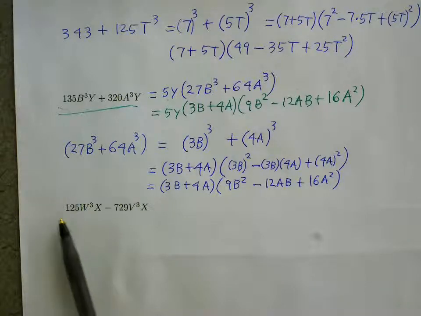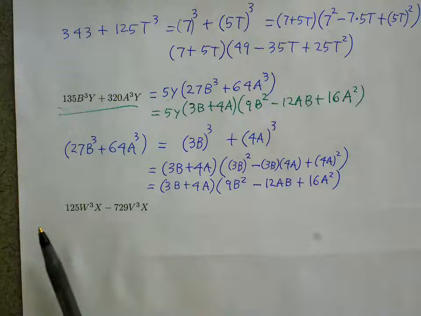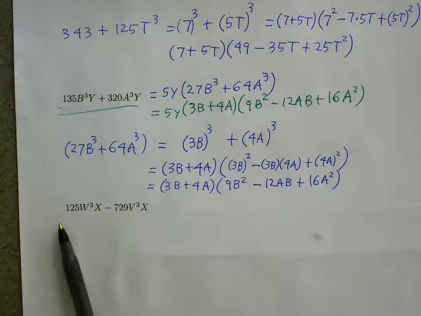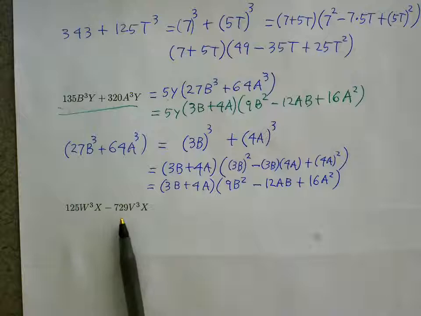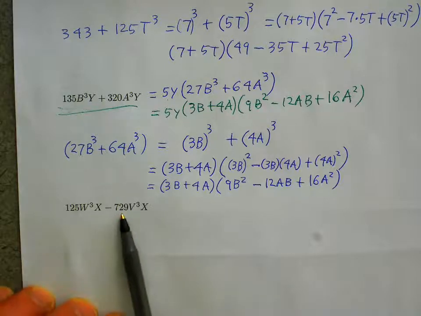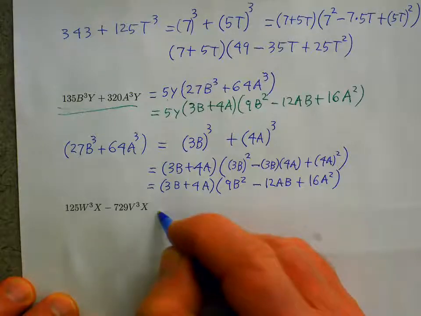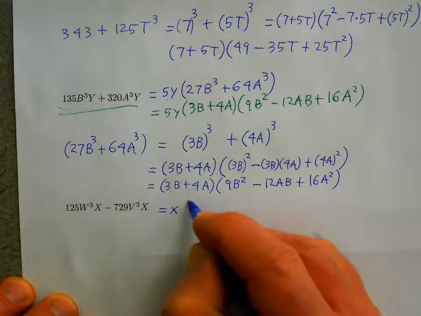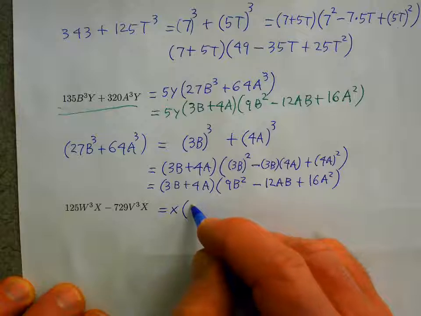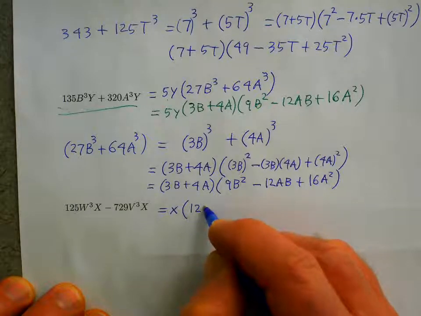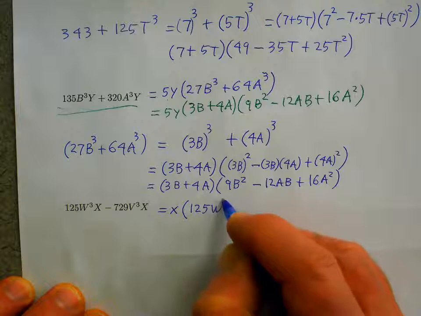Yeah, 125 is 5 to the third. 125 is a perfect cube, 5 to the third. 729 is 9 to the third. So 729 is a perfect cube. Okay, so first we factor x out. And when we factor x out, we're left with a difference of cubes inside the parentheses.